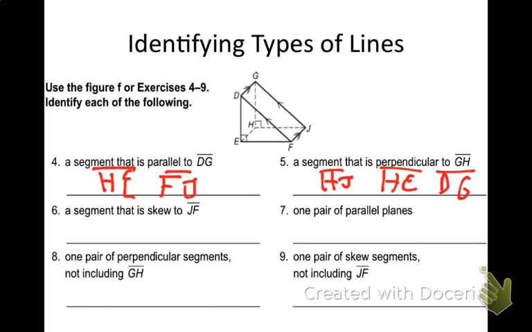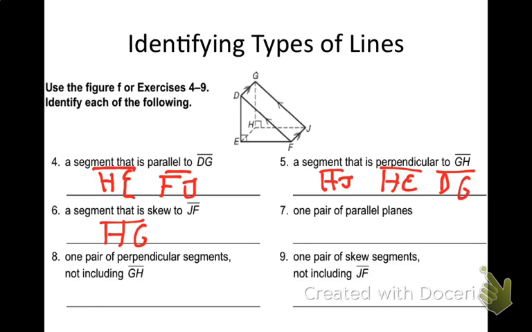Number 6, a segment that is skewed to JF. What's a segment that is skewed to JF? So not parallel, but they're not going to intersect. Keegan? EH would be parallel, sir, because they're in the same plane. Instead, what do I say, Troy? HG would be skew, because that one's going this way and that one's going up. So those are going different ways, in different planes.